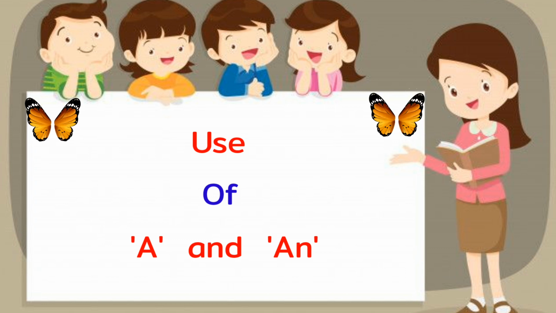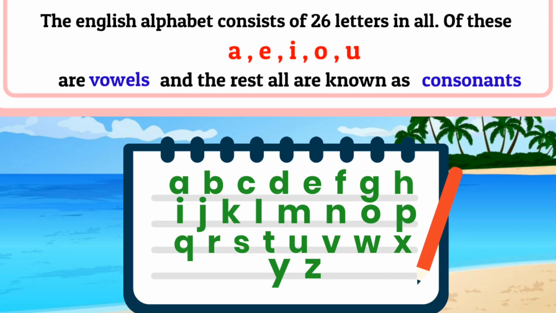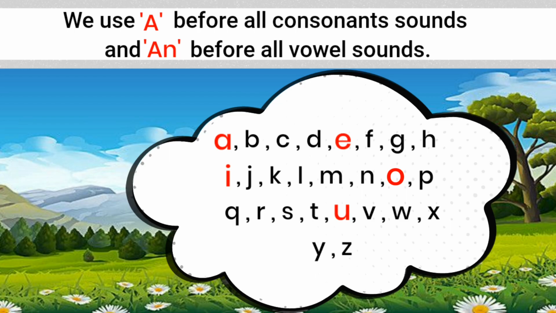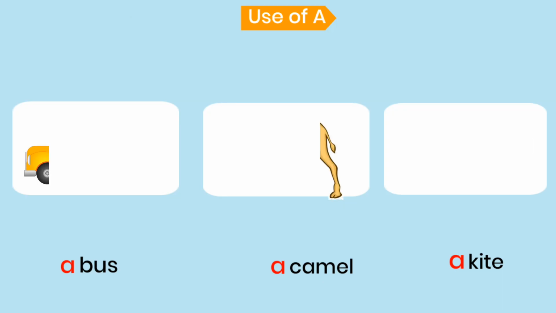Today we will discuss use of A and AN. Let's start. As you all know, the English alphabet consists of 26 letters in all. Of these, A, E, I, O, U are vowels and the rest all are known as consonants. We use A before all consonant sounds and AN before all vowel sounds.